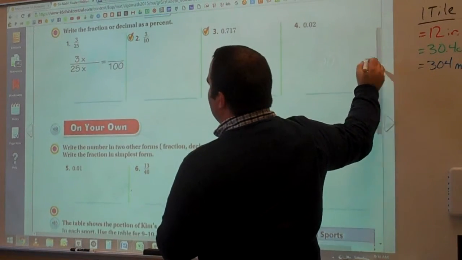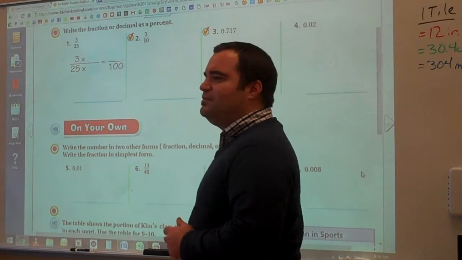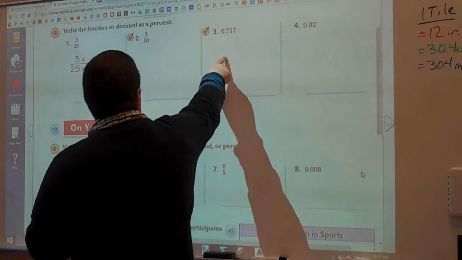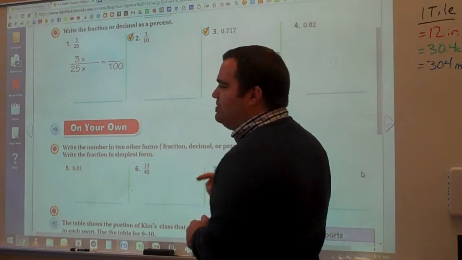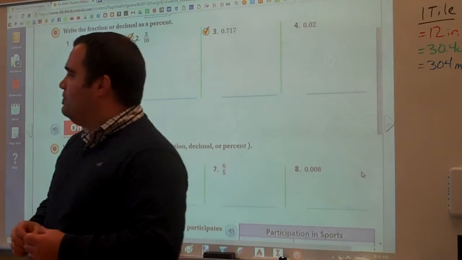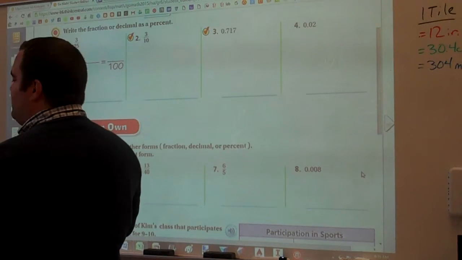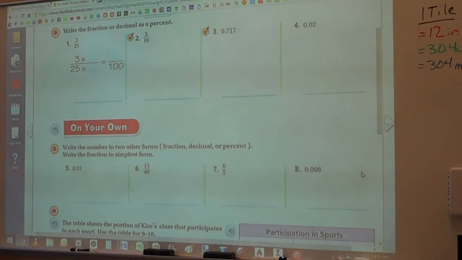Hey, let's take a look and do some samples. Practice these. 3/25, 3/10, 0.717, and 0.002. No, practice them right now. Write the fraction or the decimal as a percent. Tell me what that is as a percent. I'm at the top of page 283.